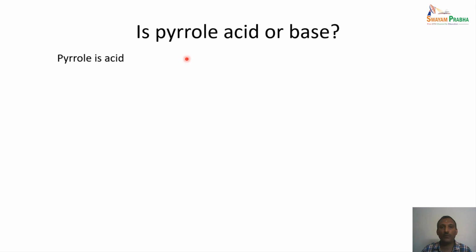Now, a major question we have to answer, because we have seen so far many reactions: the nitrogen does not undergo alkylations or acylations like a secondary amine. Pyrrole undergoes reactions mainly on the carbon only, that is, on the aromatic system of the heterocycle, and not on the nitrogen. So this puts a question whether pyrrole is an acid or a base.